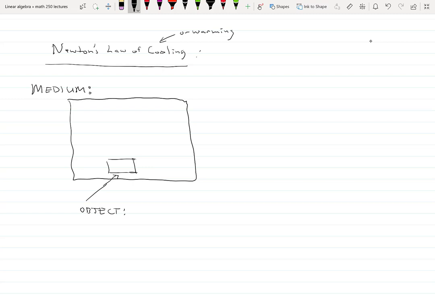So this last application has to do with a very, very important law from physics called Newton's law of cooling or warming. I'll explain. Newton's law of cooling or warming has to do with the temperature of an object that's placed inside of a medium. Medium meaning an oven. Take an object, cookies put into an oven, or a refrigerator, let's say fridge, or a room held at a particular constant temperature, or outside in open air. Okay, the object can be anything.